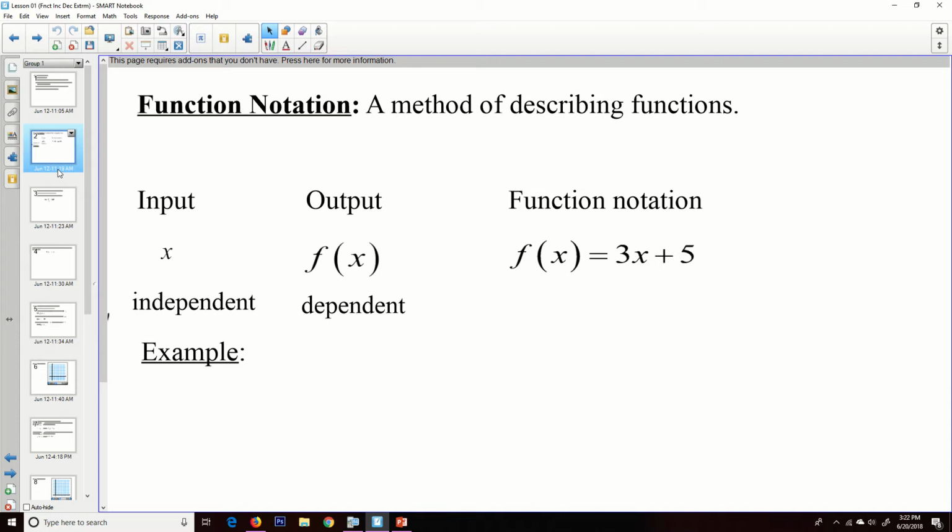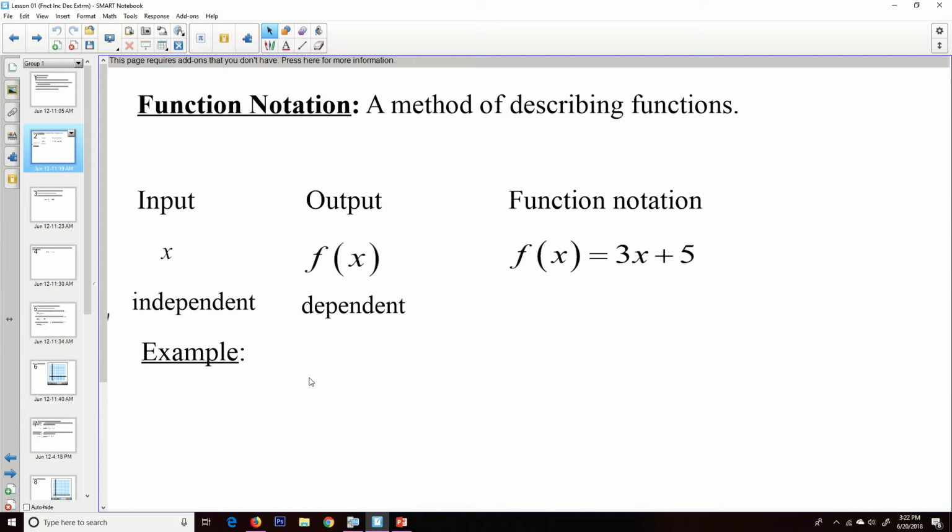Function notation is a method of describing functions in which we normally call the input a value x and the output a function f of x. And that's what these two symbols represent respectively. Function notation, f of x is equal to 3x plus 1. This is a specific function.